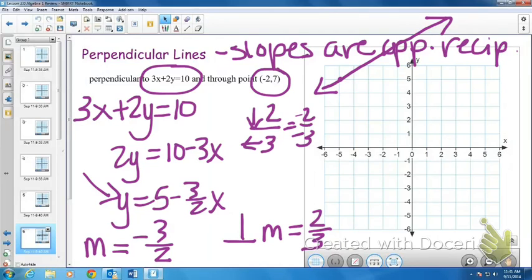So two equations can be parallel, they have the same slope and they'll never touch. They can be perpendicular, meaning they will cross at exactly right angles, or they could cross but at something other than a right angle, so they're neither parallel nor perpendicular.